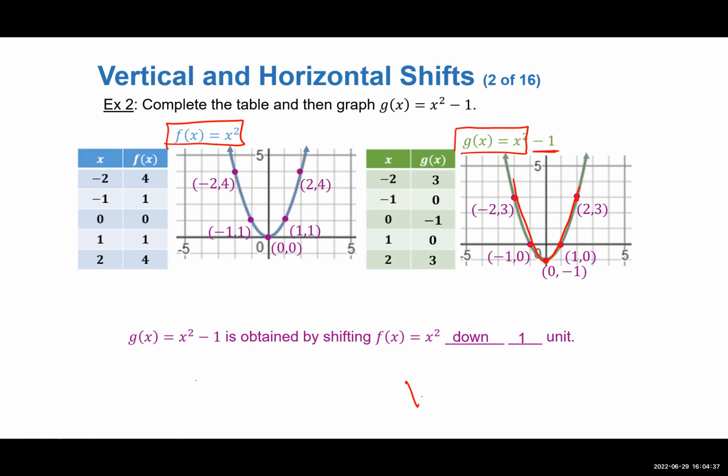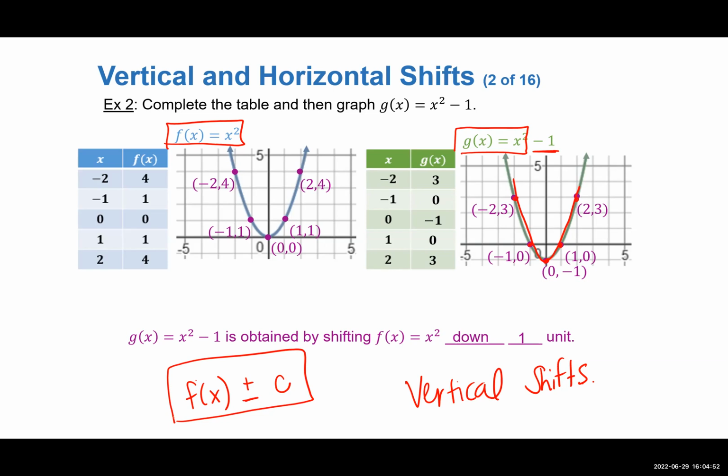Now, these are called vertical shifts. You get this when you take the entire function, whatever f of x is, and you add or subtract some value. I'm calling that value c, but you can call it anything. Anytime you add or subtract, you're moving your function itself up or down.